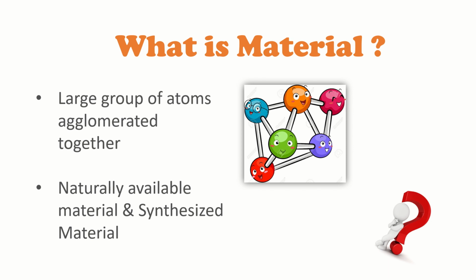These materials are majorly classified into two types. One is naturally available, for example wood and mineral ores, and those things are naturally available. The other is synthesized, which is artificial or man-made.